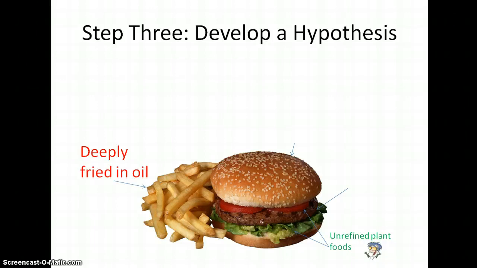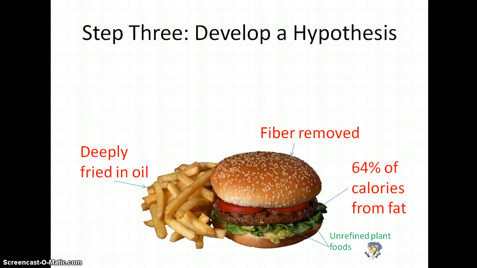Take that potato, take the skin off of it, deeply fry it in oil. Take that wheat, polish off all the fiber, throw in some high fructose corn syrup, preservatives, and various other chemicals, and bake up a bun. And then we take a cow, we feed that cow full of corn, antibiotics, and growth hormones, grind that cow up, and then we make a patty, and that patty, 64% of the calories in that patty come from fat.